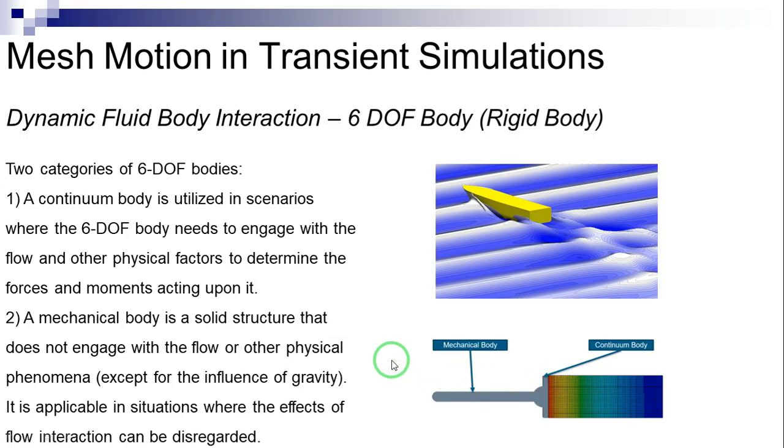One notable benefit of the mechanical body is that it does not need a volume mesh. It only requires properties such as moment of inertia, mass, and connections. From this point, forces can be applied, and through connections, these forces will result in motion and exert force on the fluid by linking to a continuum body, as we can see here in this figure.